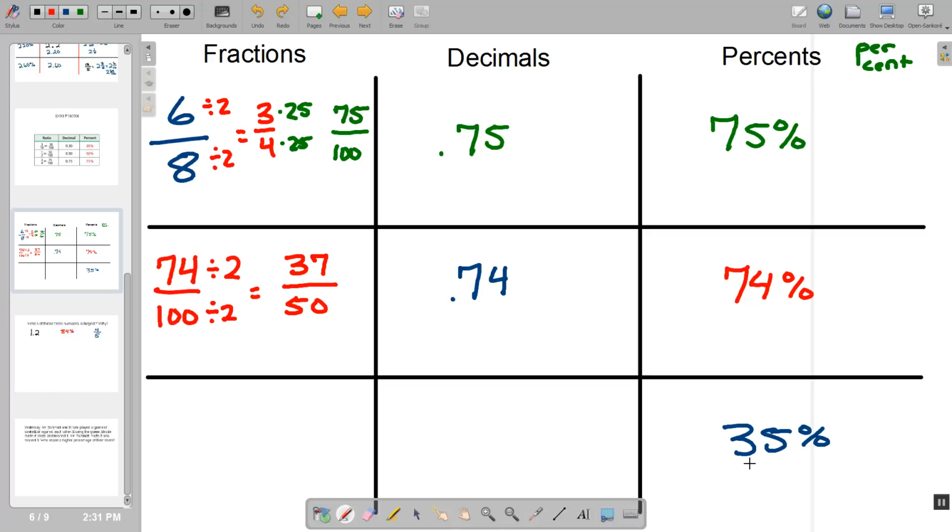For the last problem, if we have 35%, we then write that as the decimal 0.35, 35 hundredths. We can then write that as the fraction 35 hundredths. And now we just have to simplify. Both of these can be divided by 5. 35 divided by 5 is 7. 100 divided by 5 is 20. And we are done. This is exactly like what the quiz would ask you to do.